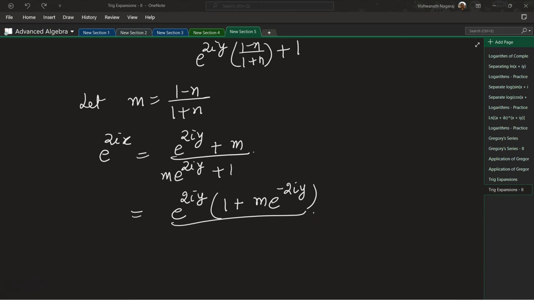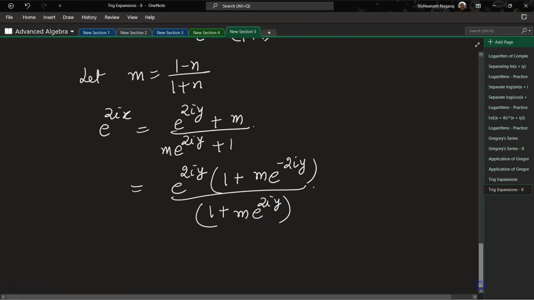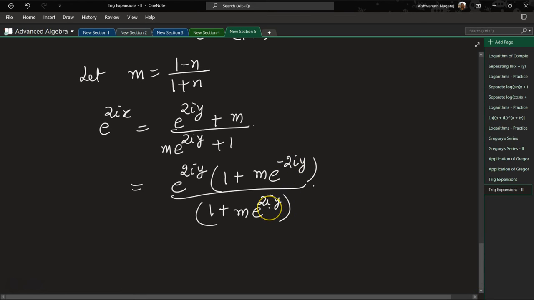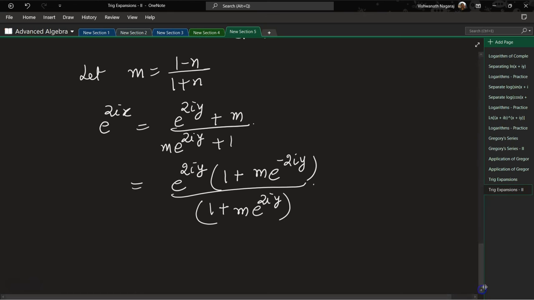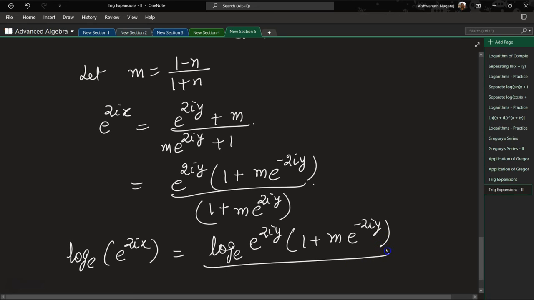divided by. Now, in the denominator, because this is 1 plus, here also we make it as 1 plus m e to the power of 2iy. We can't cancel them, remember, because this exponent is negative, this is positive. So they don't get cancelled. Okay, now let's take the log of e to the power of 2ix is equal to log to the base e of e to the power of 2iy times 1 plus m e to the power of minus 2iy by log to the base e of 1 plus m times e to the power of 2iy.